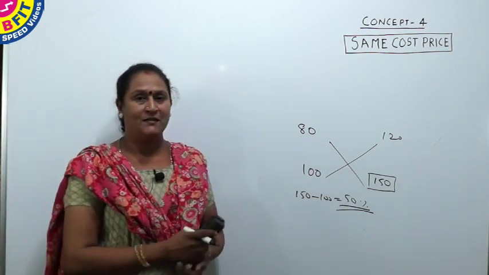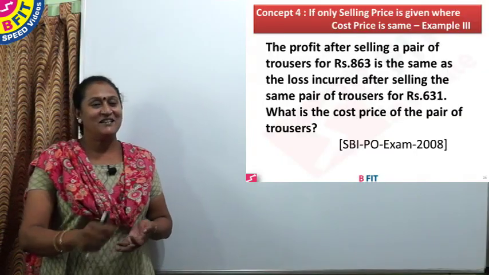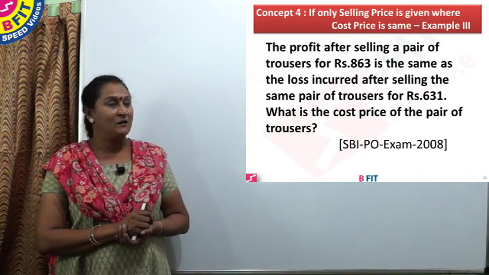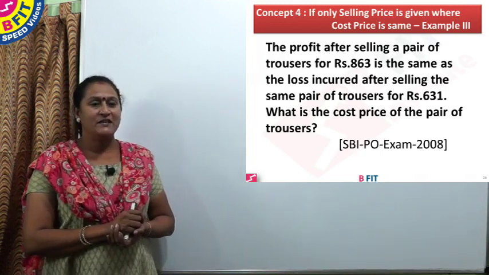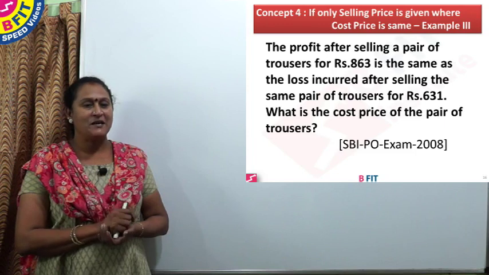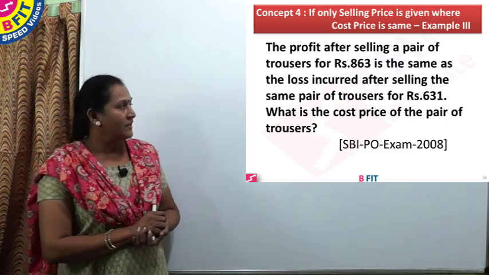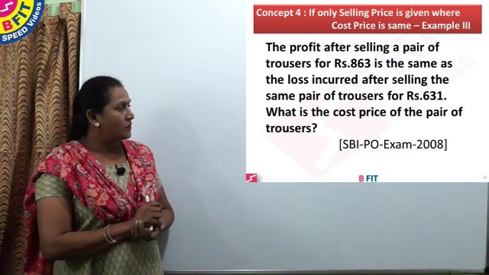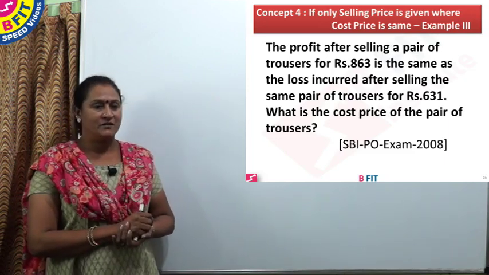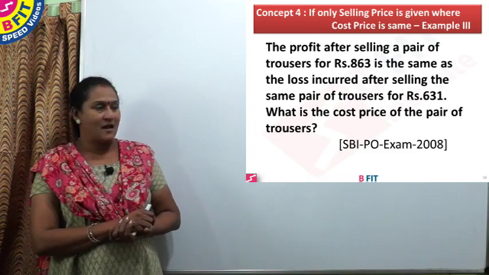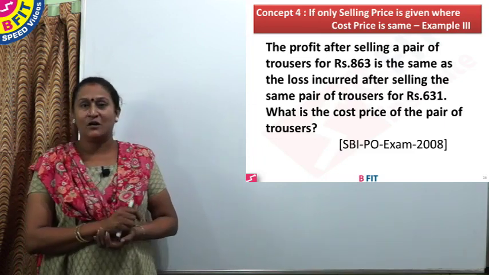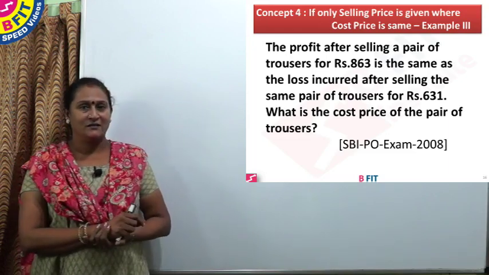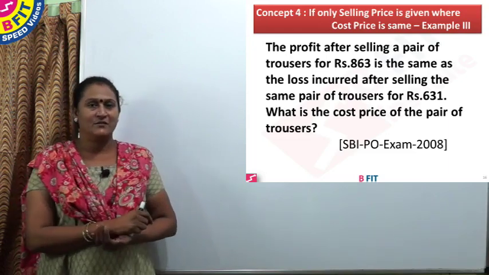So we'll see one more example. The question is, the profit after selling a pair of trousers for rupees 863 is the same as the loss incurred after selling the same pair of trousers for rupees 631. What is the cost price of the pair of trousers? This question was asked in SBI PO exam 2008. This concept question, they repeatedly ask. So we'll see what is the working of this question.